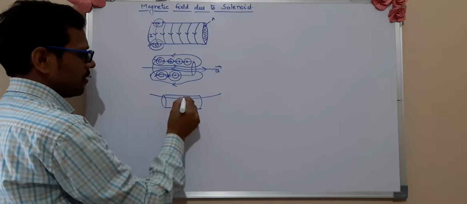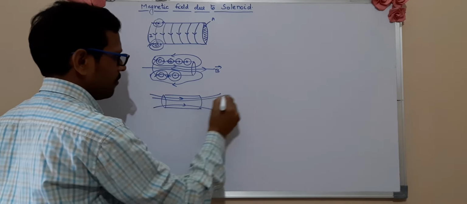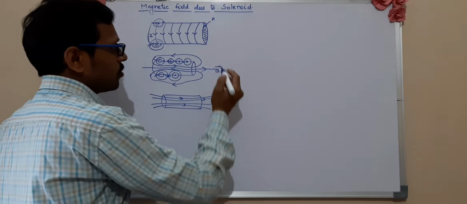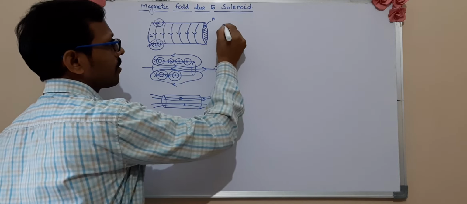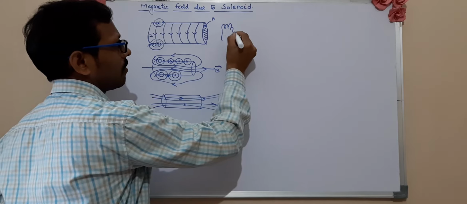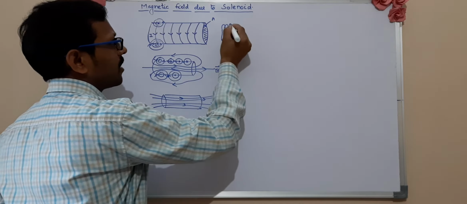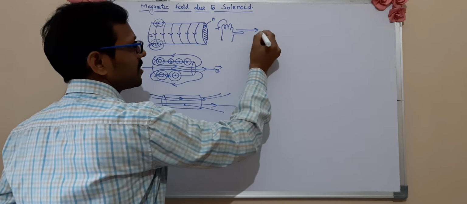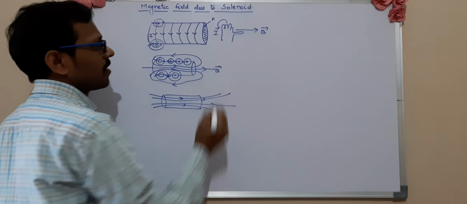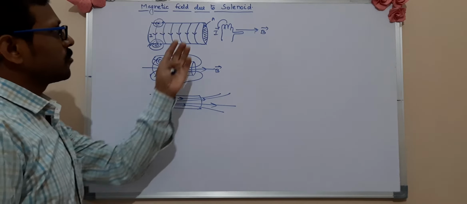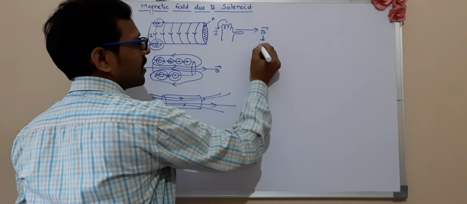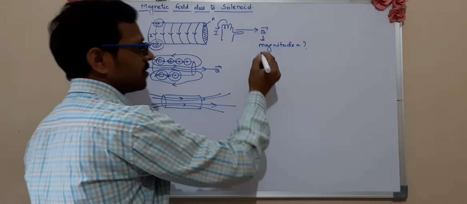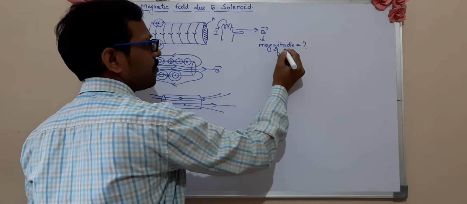So we can simply represent it for a solenoid in this way, and this can also be determined by using the right hand rule. If the curling of fingers represents the direction of the current, then the thumb represents the direction of the magnetic field. Correct? So using this concept of the solenoid, what is the magnitude? This is to calculate the magnitude of the magnetic field.